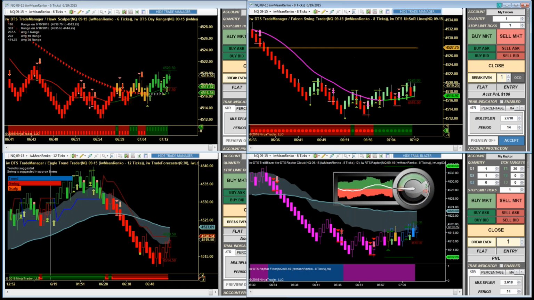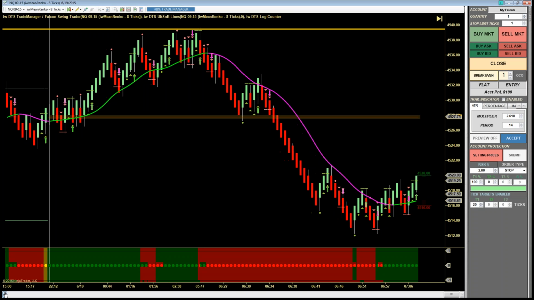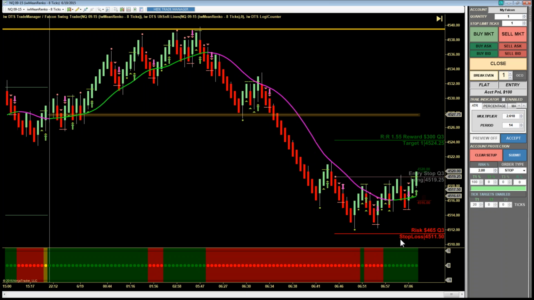So we're getting a trend change signal here on the Falcon, and I know somebody's going to write me and say, Eric, how come you didn't take that trend change signal? Well, I could have. It is a trend change signal. It occurred right here. So I could have bought. The nice thing about this trend change signal is you can cover it below the low.